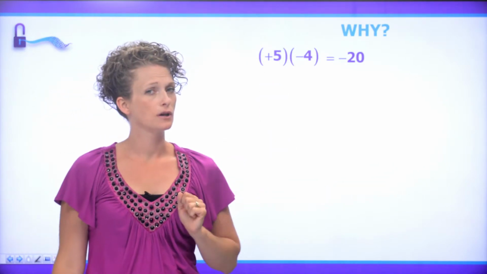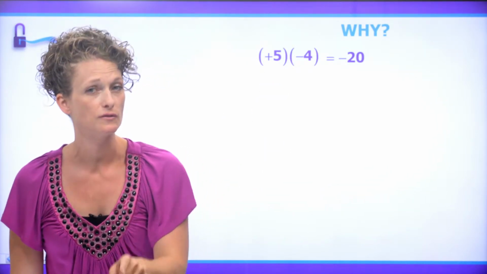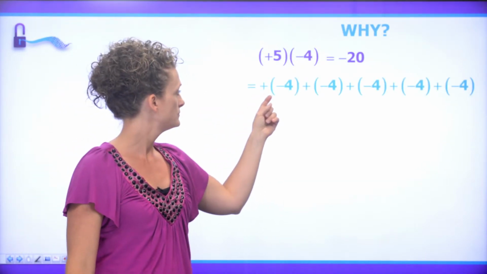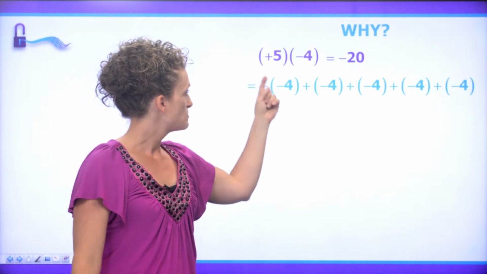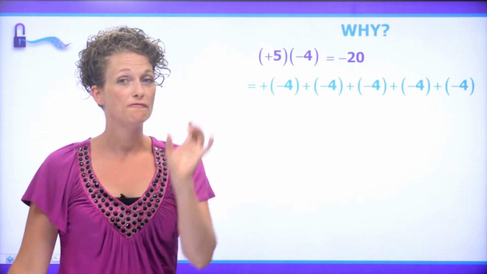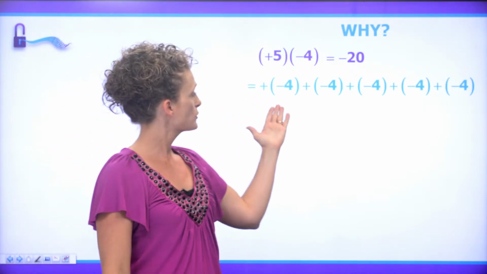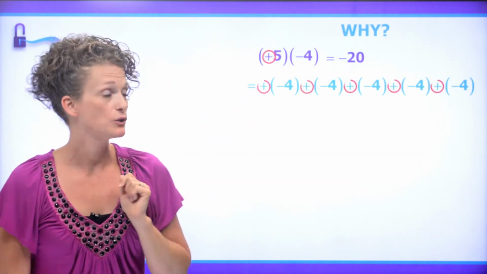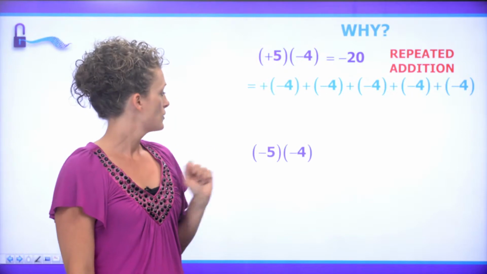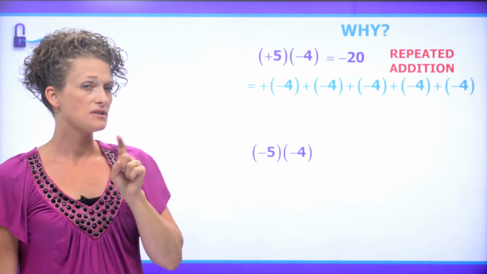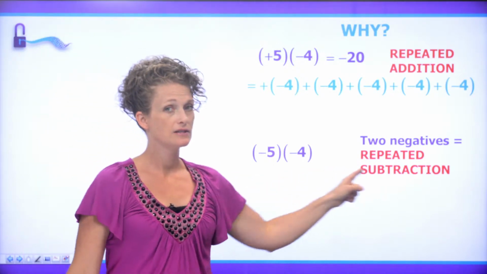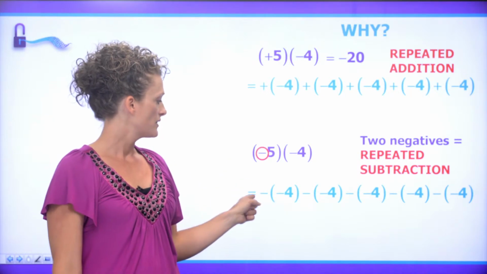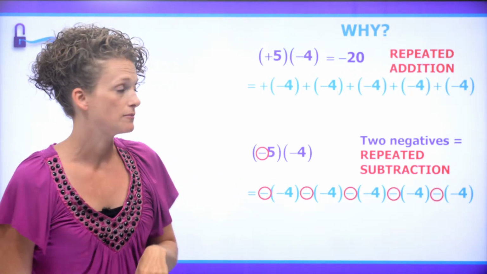I have a positive 5 times negative 4, which equals negative 20. We just did that. Positive 5 times negative 4 is 5 groups of negative 4. So here we have 5 groups of negative 4. This positive indicates to us that we are doing repeated addition. So now if we look at negative 5 times negative 4, 2 negatives is going to be repeated subtraction. So this negative tells me that I'm going to do this repeated subtraction.